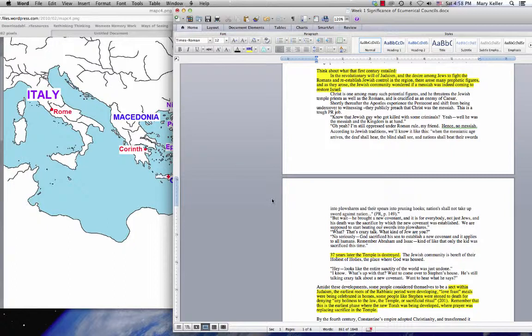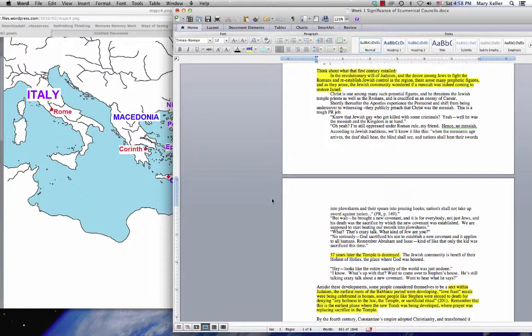Right? Then 37 years later, about, so let's say that's 33 with the crucifixion, 37 years later, the temple is destroyed. Right? So can you imagine these two guys coming back into a conversation again? Like the entire sanctity of the world was just undone. The Holy of Holies is gone. The place we made for God is gone. It's destroyed.